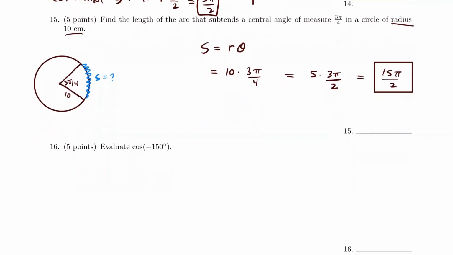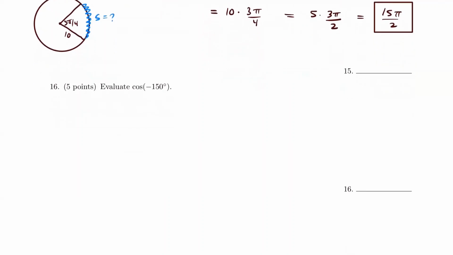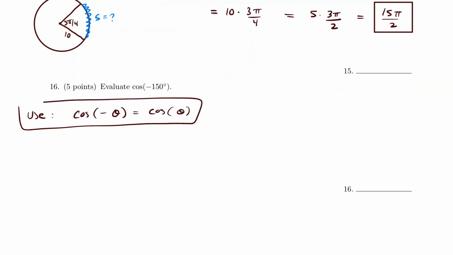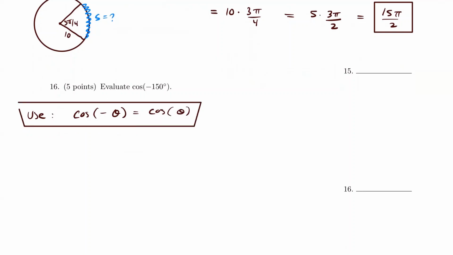Now let's take a look at the next problem. So we've got to evaluate cosine of negative 150 degrees. So we can use the property, or you can find the coterminal angle. There are multiple ways to do this. I'm going to use the property. So use the property that if you have cosine of negative theta, that's equivalent to cosine of positive theta. So that's the property or the identity I'm going to use to simplify this, since my angle is negative. So cosine of negative 150 degrees is the same as looking at cosine of 150 degrees.